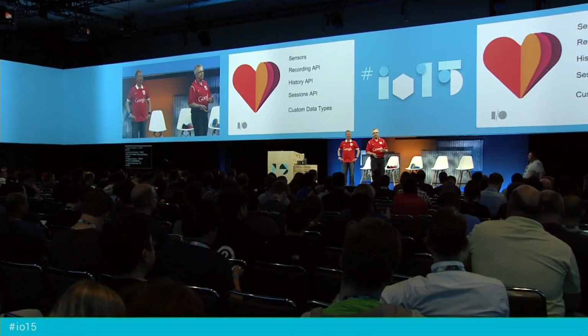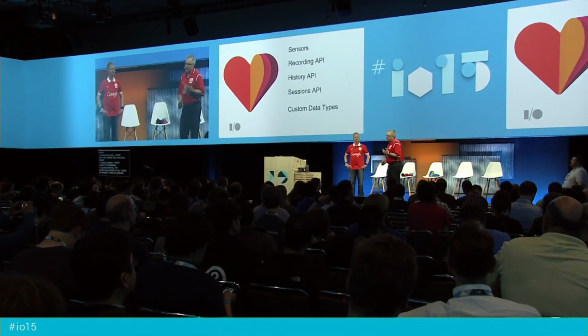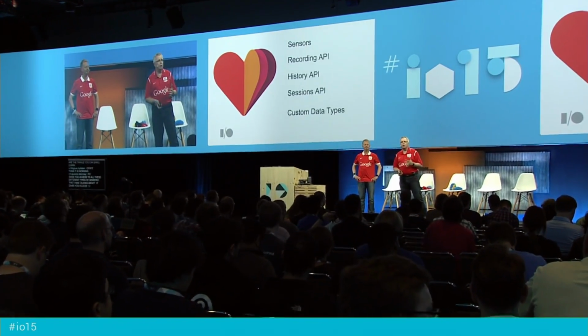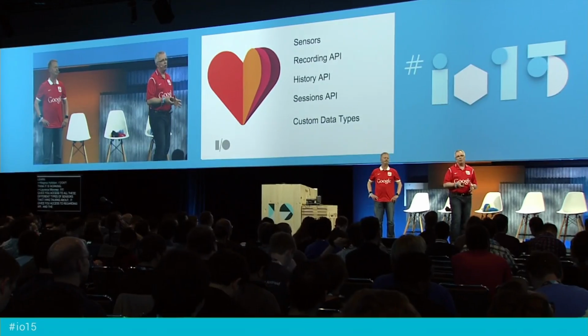Fit gives you access to all of these different types of sensors that I was talking about. It gives you access to a recording API. The idea behind the recording API is that you can smartly automate what to record and when. It gives you access to a history API. The nice thing about the history API is you can then do a deep dive into the historic data around your health, and maybe you'll discover trends that weren't apparent to begin with.